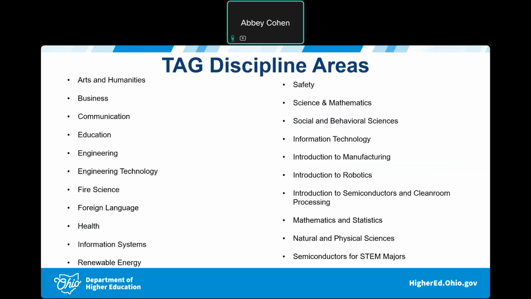The TAG discipline areas are arts and humanities, business, communication, education, engineering technology, fire science, foreign language, health, information systems, renewable energy, science and mathematics, social and behavioral sciences, information technology, introduction to manufacturing safety, introduction to robotics, introduction to semiconductors and cleanroom processing, mathematics and statistics, natural and physical sciences, and semiconductors for STEM majors.